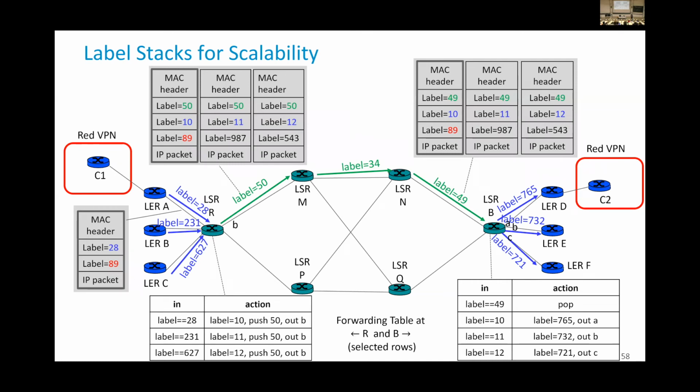Label stacks. Labels can be added on top of each other for identifying the VPN that's at the other end. But MPLS is infinitely complex. You can do zillions of things. It's almost like a programming language. It is also used to do things like this one for scalability.